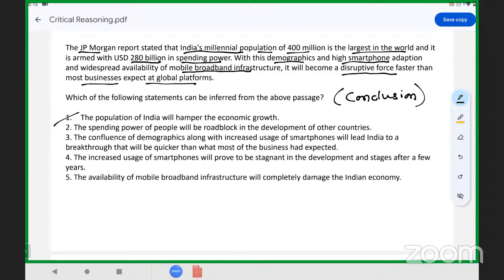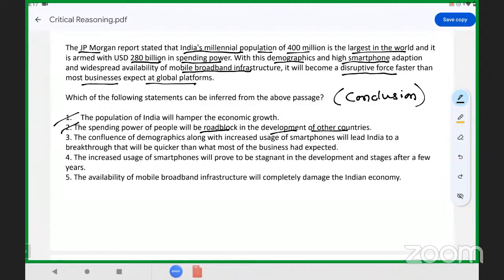Second, the spending power of people will be a roadblock in the development of other countries. So even this can be eliminated because the passage refers to the spending power, and there is no statement mentioned about a roadblock, that is a block in the development of other countries. So no, this will also be eliminated.